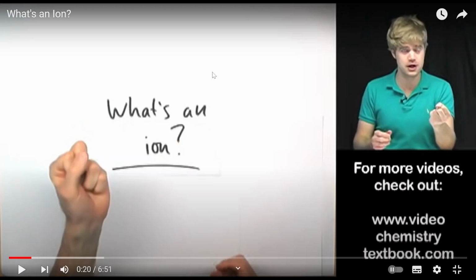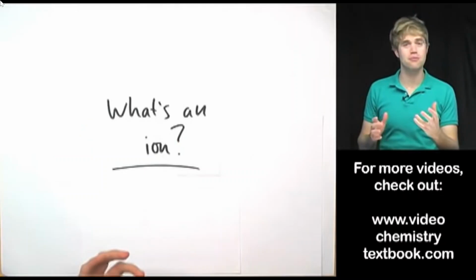This is page 84. Okay, what's an ion? People talk about ions all the time in chemistry. So what are they? Well, an ion is an atom or a group of atoms that have an electrical charge. Okay, That's all it is. Now, how does this happen?